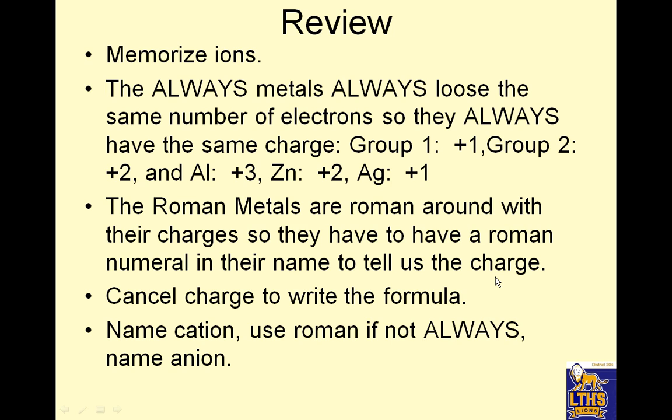Okay? All right, so here's the time to review, and we'll have fun reviewing. So we have to memorize our ions for sure. Make sure you know that the always metals always lose the same number of electrons. So group 1 is always a +1. Group 2 is always a +2. Aluminum +3, zinc +2, silver +1. Memorize your always. The Roman metals are roaming around with their charges. They have to have a Roman numeral in their name to tell us the charge.